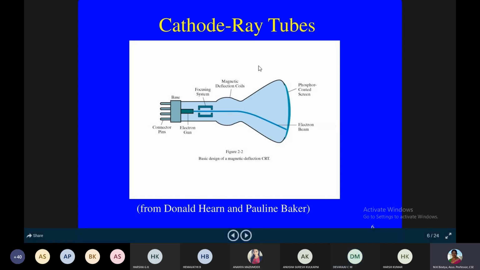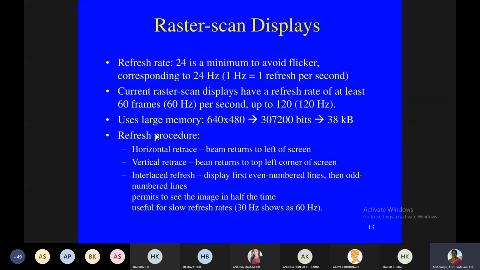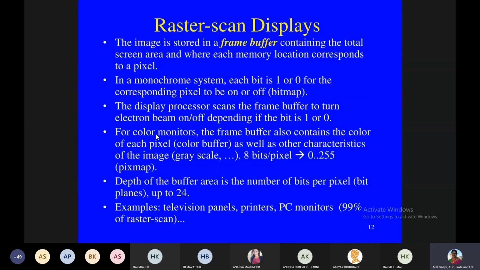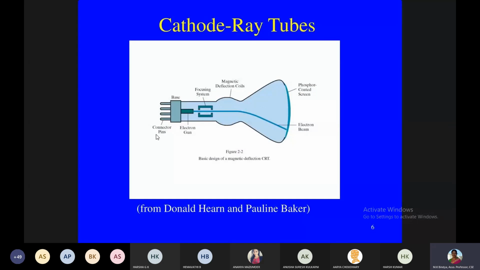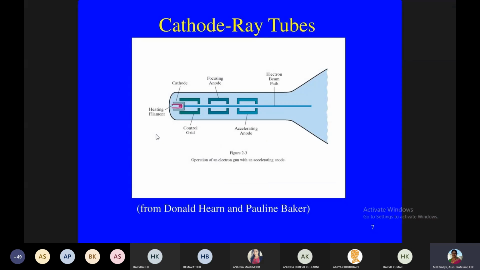Here, this diagram shows the basic design of this CRT. Inside this, you can see the components of the CRT. That diagram is very important. The CRT diagram is there, no? Both the diagrams are very important, so I'll show you once again. This diagram shows the basic design of the CRT. This diagram shows the internal organization or the internal operation of the electron gun.